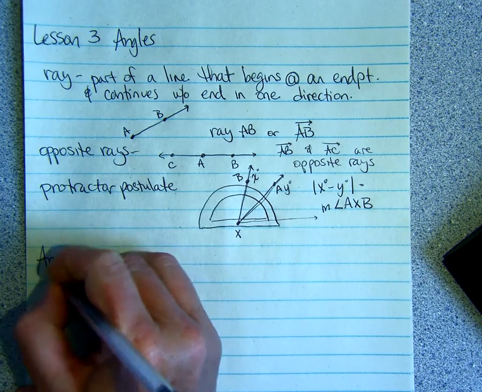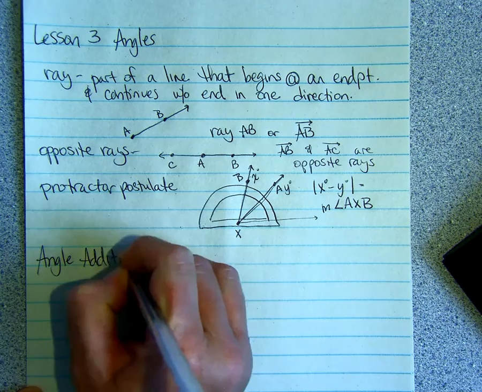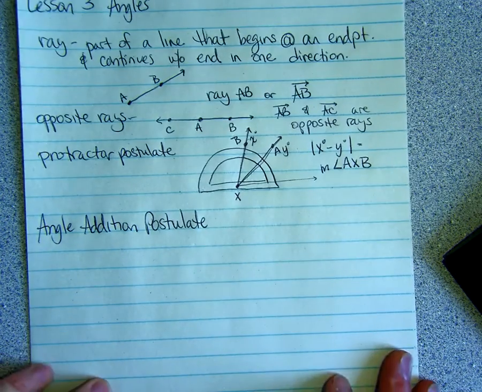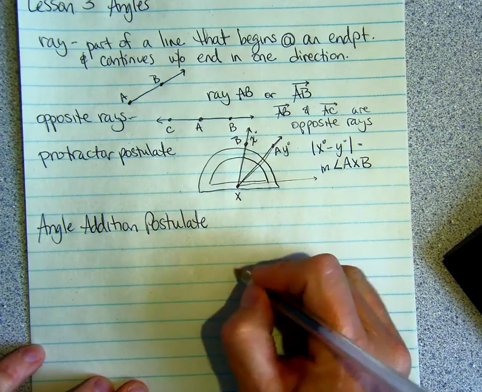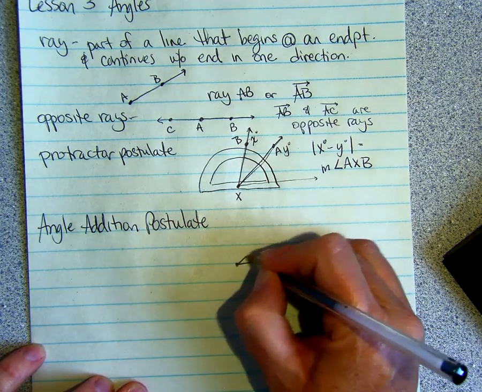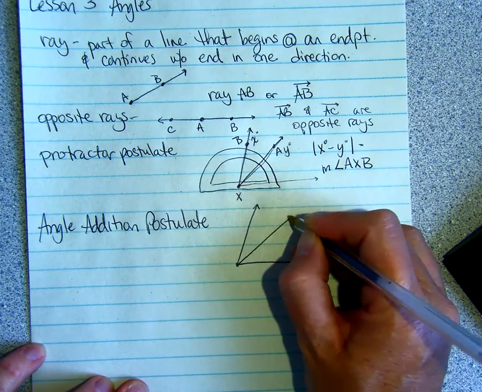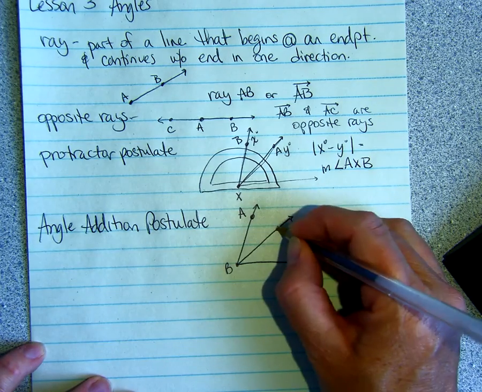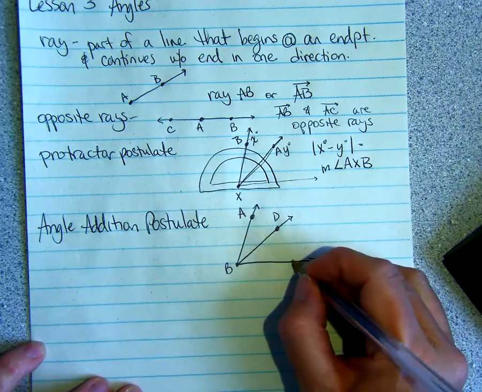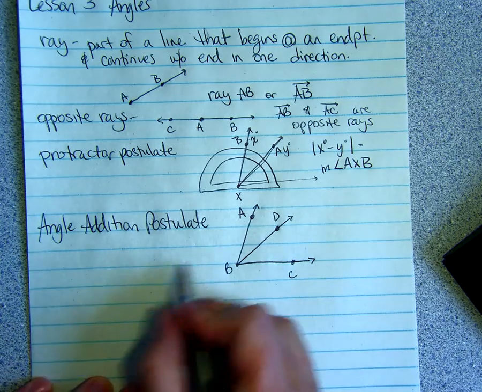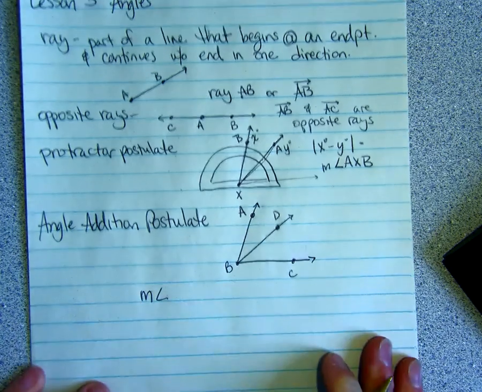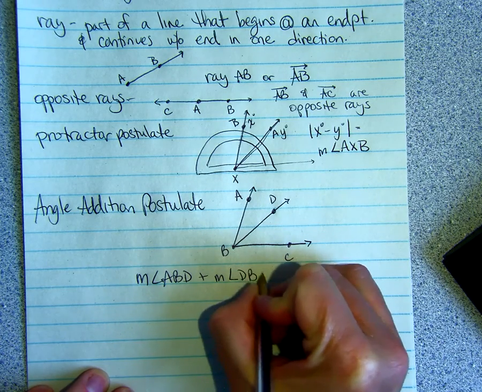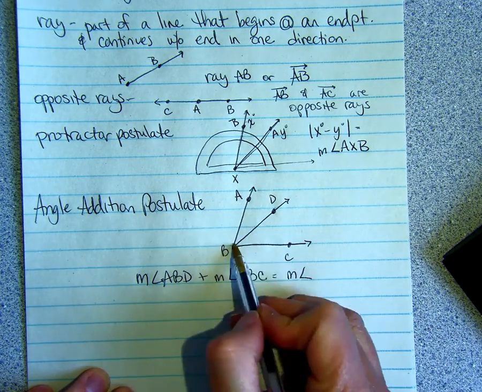The angle addition postulate is a lot like the segment addition postulate from lesson 2. If you have two angles that have the same endpoint, we'll call them angle ABD and angle DBC, then if you add the measure of angle ABD to the measure of angle DBC, you will get the measure of the big angle ABC.